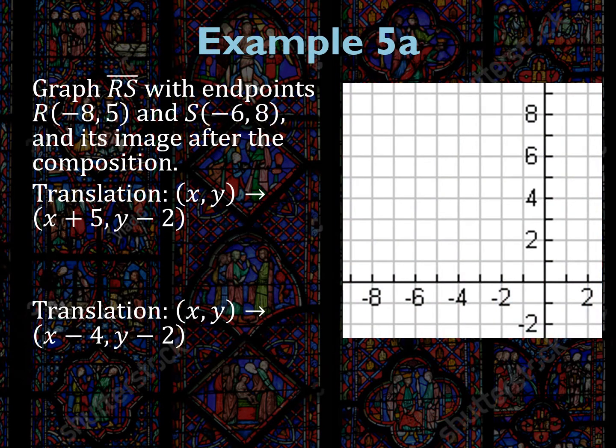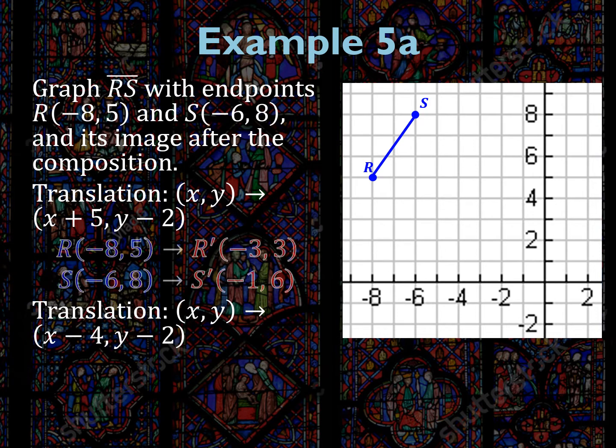Example 5a, graph segment RS with endpoints negative 8, 5 and negative 6, 8 and its image after the composition. So this is what you're starting with. The first thing you're going to do is a translation of x plus 5, y minus 2. So you take each point R and S and move it to the right 5 and down 2. So this is R prime, S prime. That's the first transformation.